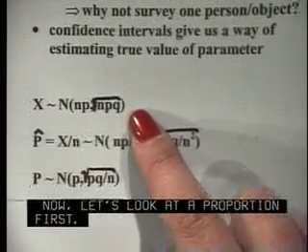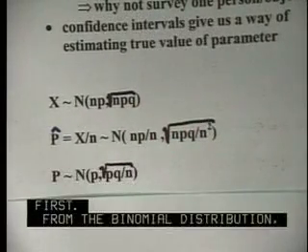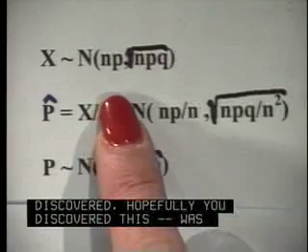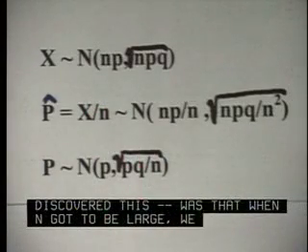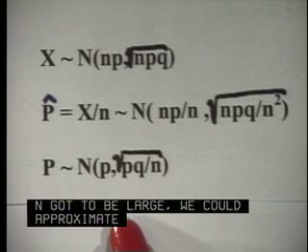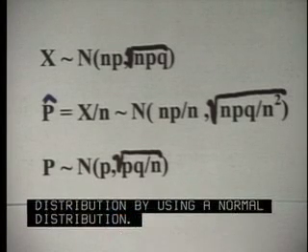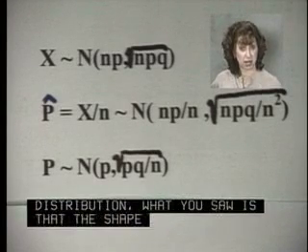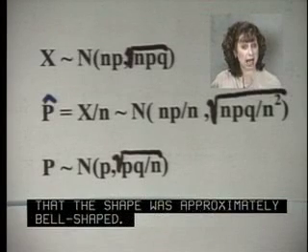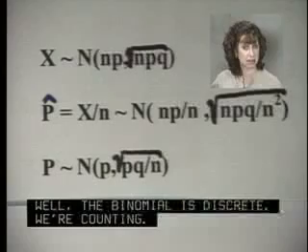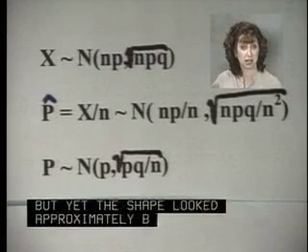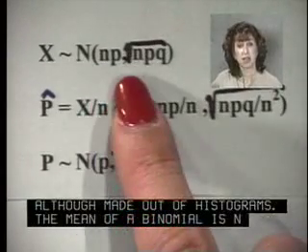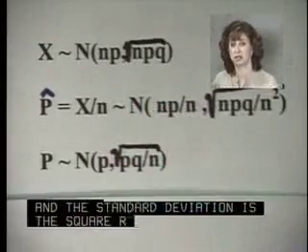From the binomial distribution, one of the items that we discovered, hopefully you discovered this, was that when n got to be large, we could approximate the binomial distribution by using a normal distribution. If you graphed any of your data that followed a binomial distribution, what you saw is that the shape was approximately bell-shaped. Well, the binomial is discrete. We're counting, but yet the shape looked approximately bell-shaped, although made out of histograms. The mean of a binomial is n times p, and the standard deviation is the square root. I hope you can see that this is a square root sign.